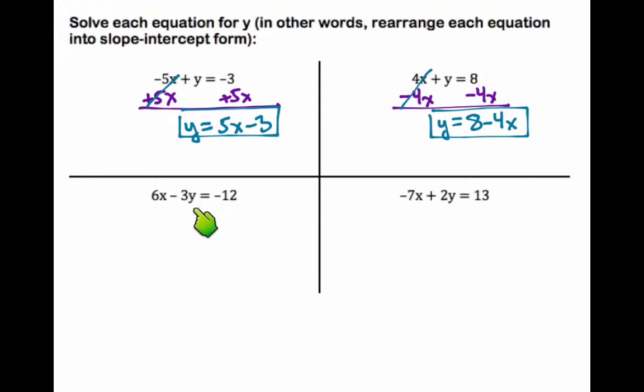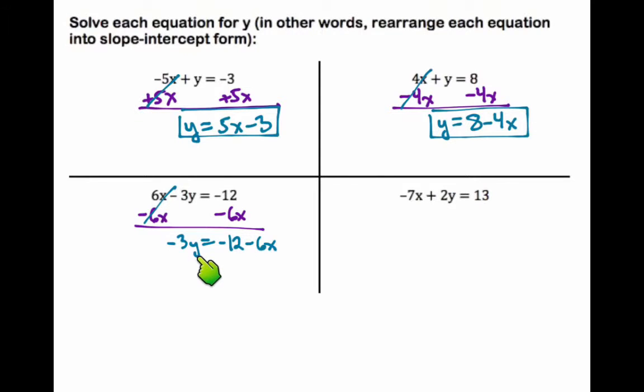All right, this one, it's looking a little more difficult, but same thing. We're going to add or subtract the 6x so that we can get this y by itself. The opposite of adding 6x is subtracting, so we'll subtract 6x from both sides. That'll leave us with just negative 3y on the left. And on the right, it doesn't matter what order we write it in, we'll end up with negative 12 minus 6x. Before we were writing it in slope-intercept with 6x before the constant, before the number, but at this point in time it doesn't matter.